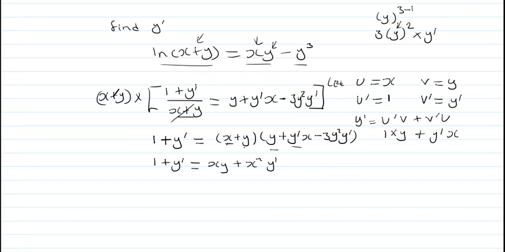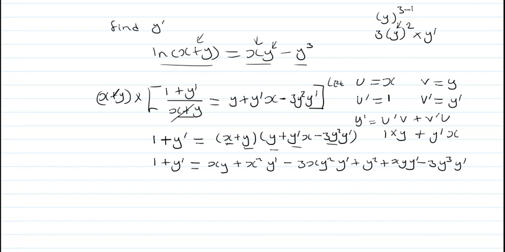This x multiplied by 3y squared y prime, it's going to be minus 3x y squared y prime. Then multiplying y throughout also, I'm going to have y squared plus y times y prime x, I'm going to have x y prime, then y times negative 3y squared x, I'm going to have negative 3y to the power 3 y prime.